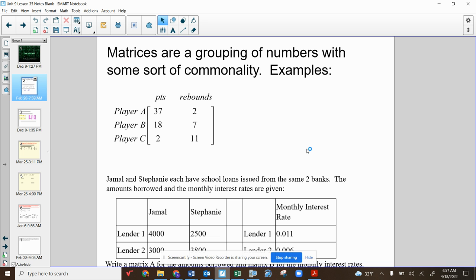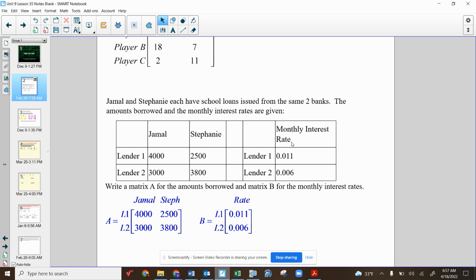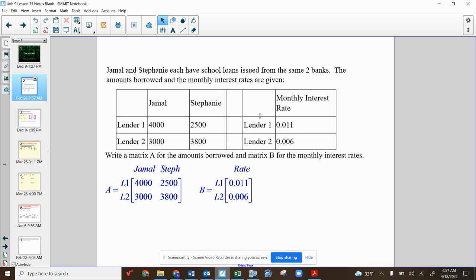All right, so first of all, matrices are just a grouping of numbers that have something in common. So, for instance, if we have basketball players here, three of them, and how many points they've scored and how many rebounds they have, it's just a nice way to organize some of these things together. These are people who are lending or borrowing, excuse me, money from a lender. And again, you can write it in chart form.